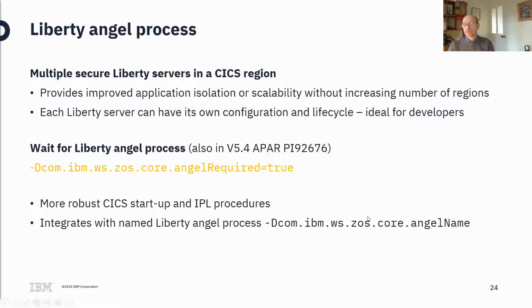In addition, it's worth noting that you can also have a dedicated Angel based on this property, zos.core.angel.name. So you can have a dedicated Angel for a group of regions, or for CICS versus another product like SMF.